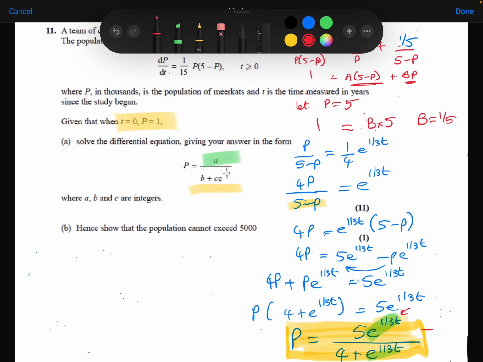The way I'm going to do that is by dividing my numerator by e to the power 1/3 t, because that's going to cancel it out and just leave me with the 5, which would be the a that I need. If I do that to the numerator, I have to do it to the denominator as well. And it will be both terms on the denominator that will get divided by the e to the power 1/3 t. The 4 will be divided by it, and the e to the power 1/3 t will also be divided.